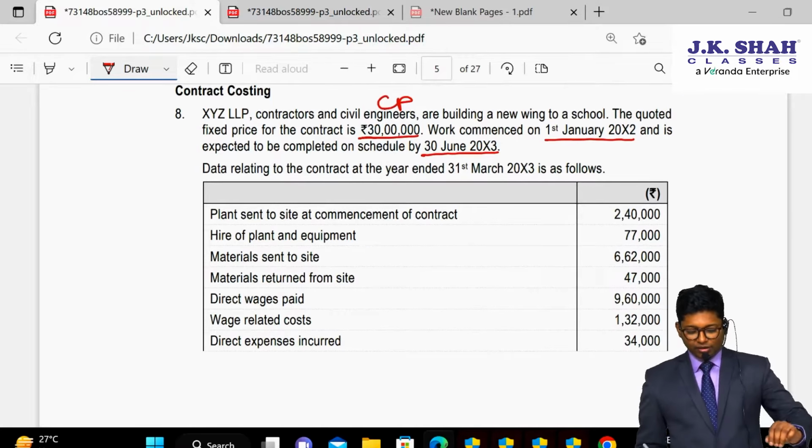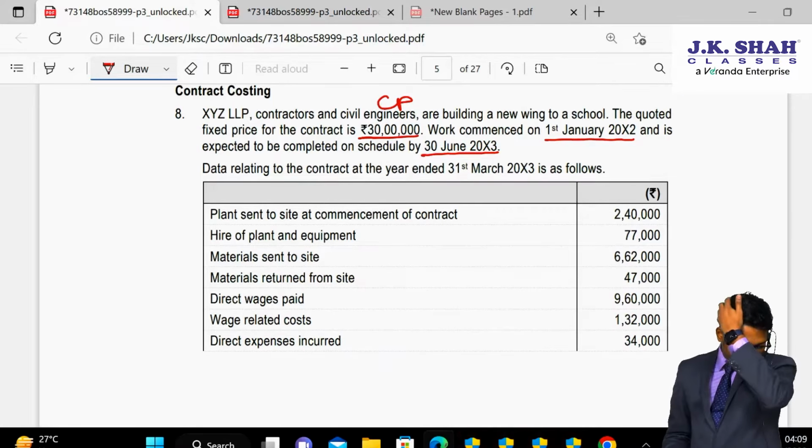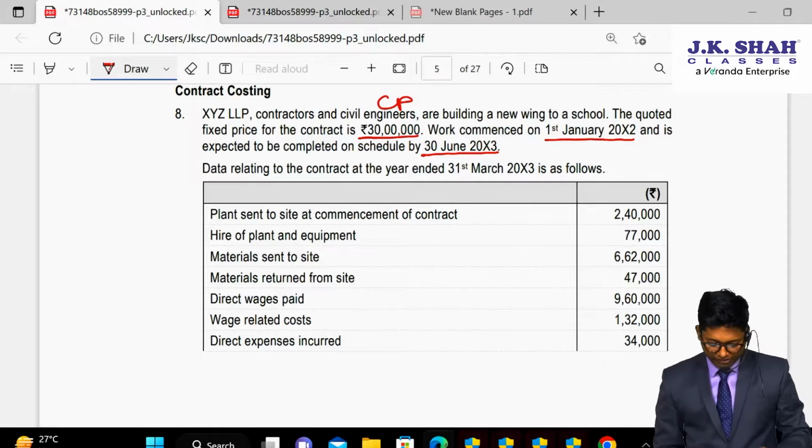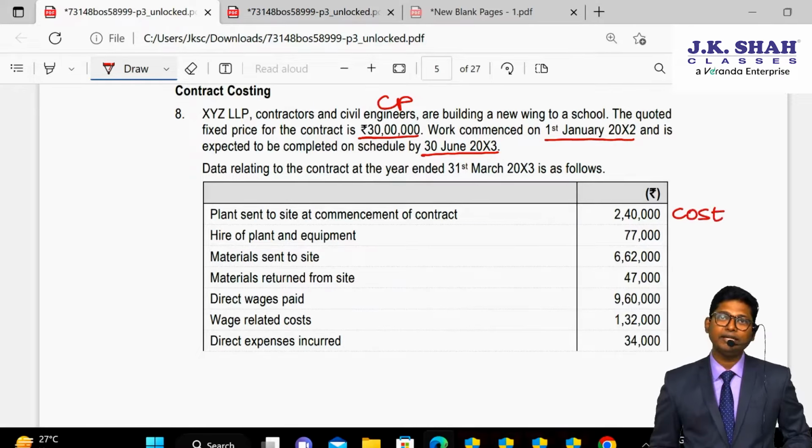Data relating to the contract for the year ended 31st March 2013 is as follows. Very first, plant sent to site at commencement of contract. So this is the cost of plant which you send to the site. This value is depreciable. Hire of plant and equipment. This is also hire charges for plant and equipment which we are using.